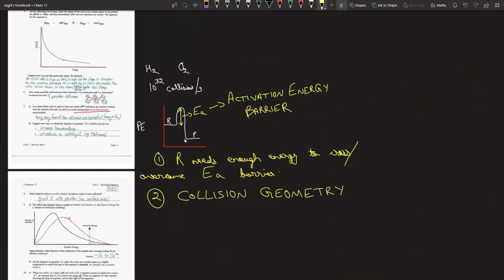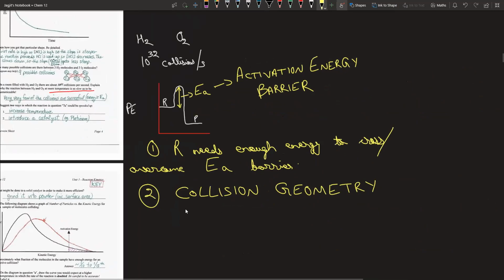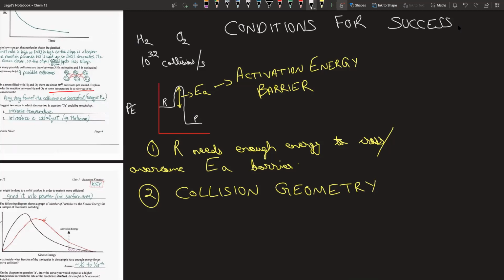Collision geometry means the orientation where these reactant molecules combine with each other. When these reactant molecules combine to become products, they need to be properly oriented in order to bond and become a product. So, two conditions. If I'm going to ask you, moving forward, what are the conditions required for a successful reaction?